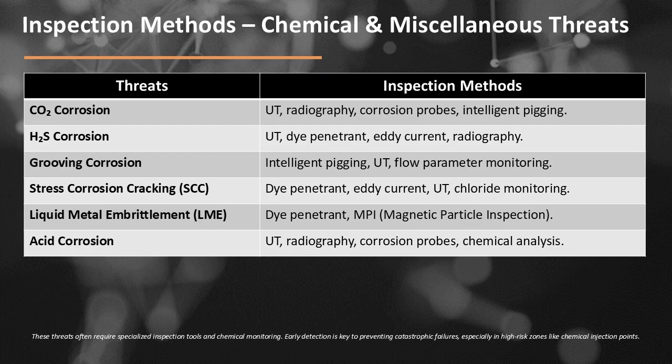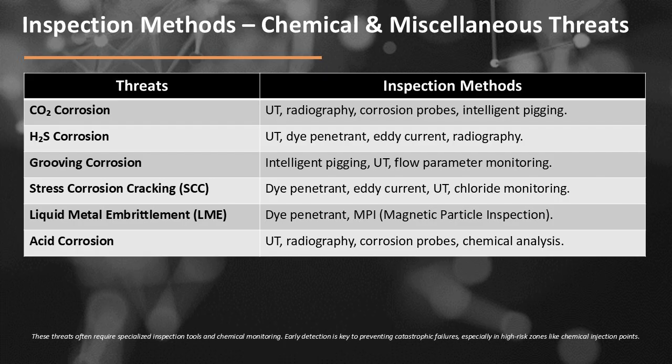When the threat is grooving corrosion, then the inspection methods to use for detecting the threat are intelligent pigging, UT, flow parameter monitoring. When the threat is stress corrosion cracking or SCC, then the inspection methods to use for detecting the threat are dye penetrant, eddy current, UT, chloride monitoring.